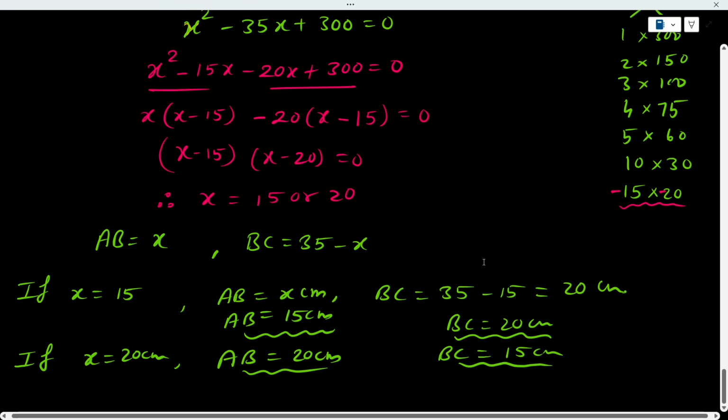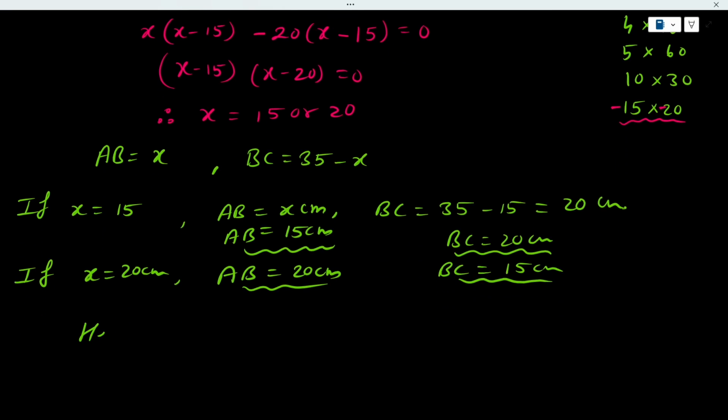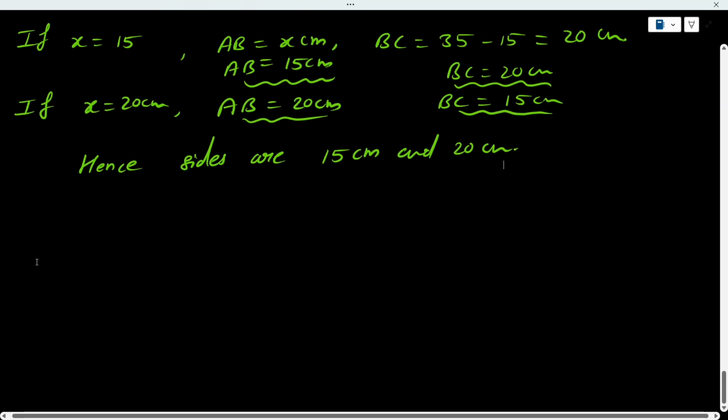So what are the side lengths here? Hence the sides are of 15 centimeter and 20 centimeter length. So this is your quadratic equation. First question we'll take now. Orbit also. The orbit, if you see, is a speed based question, right, which is important. So let us go for the next question here.